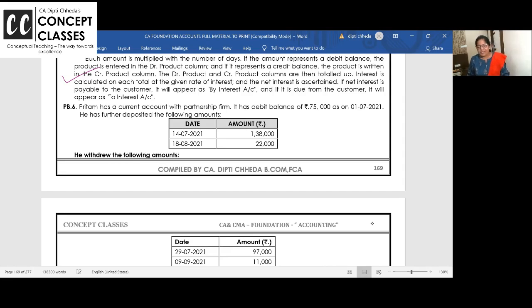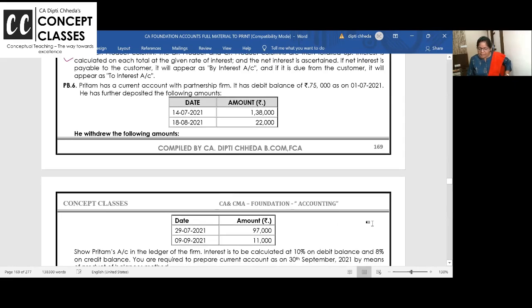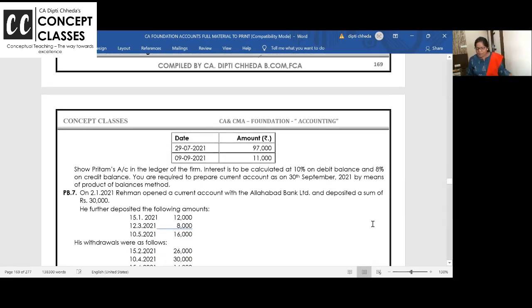In the exam, I have literally seen just 4 to 5 transactions. Just now we did the problem with 10 transactions. So only 4 to 5 transactions are given, with very simple calculations. Preetham had a current account and it had a debit balance of 75,000. He further deposited 1,38,000 and 22,000. In between, he also withdrew. Show how Preetham's ledger will appear. Interest is to be calculated at 10% on the debit balance and 8% on the credit balance. You are required to prepare the current account as on 30th of September by means of the product of balance method.